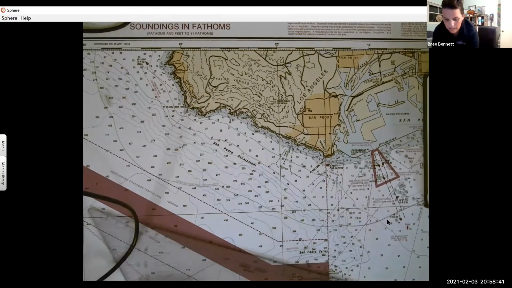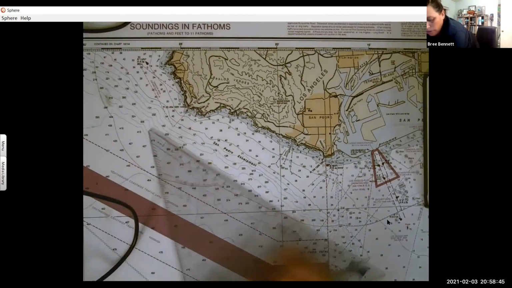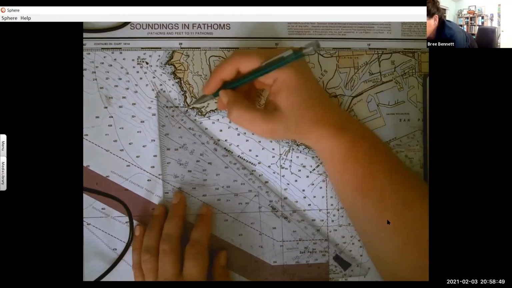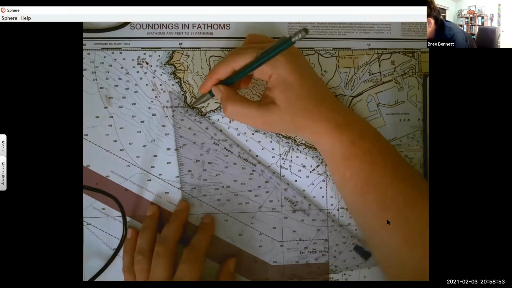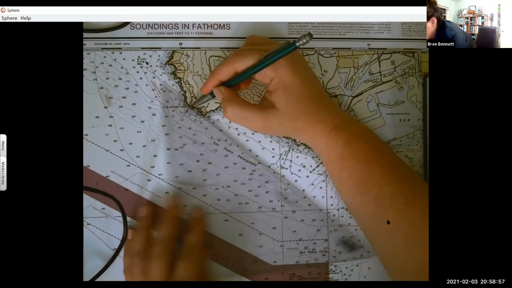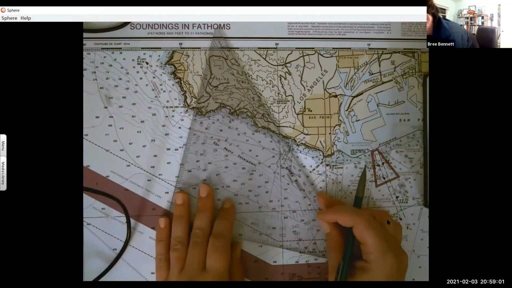So, let's see. Point Vicente was bearing 331. So I'm going to put my pencil on Point Vicente. And let's see. Don't think I'll be able to find 331. So I'm going to do 331.